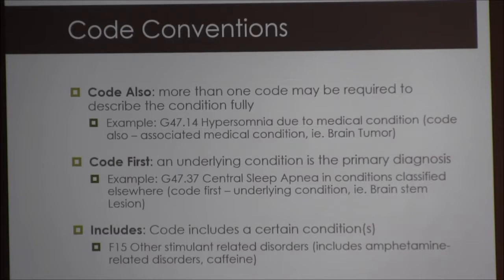Code first is the underlying condition that the code is being used as the primary diagnosis. So you need the primary diagnosis first, and then the secondary code, for example, G47.37, which is central sleep apnea, in conditions classified elsewhere. Classified elsewhere means that you need to have the ICD-10 code for something like a brainstem lesion in order for you to justify that code. And then there are some codes that include a slew of conditions within one code. That's like F15, other stimulant-related disorders, which includes amphetamine-related disorders as well as caffeine. You don't have to do any further coding from that.